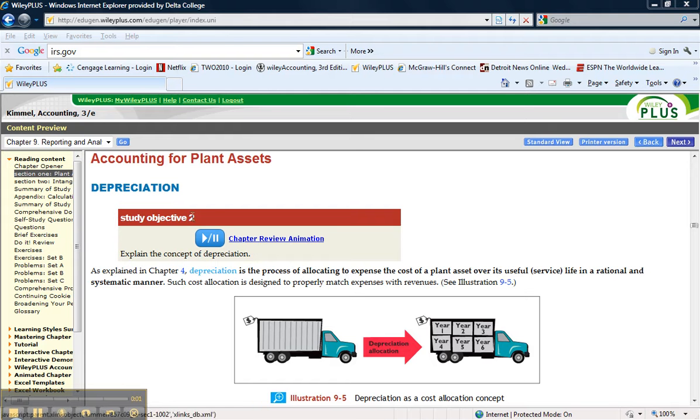Study objective 2 is about depreciation. So remember now, we have this matching principle in accounting, and that basically says we record expenses in the year that they relate to producing revenue. So when we buy assets that last for a lot of years, how do we expense those purchases? And the answer is the matching principle makes us expense the purchase over time, and that is called depreciation.